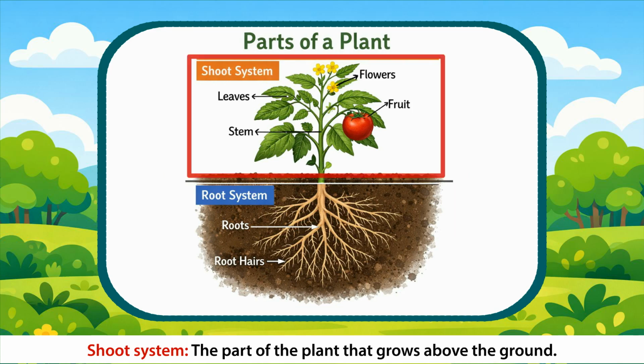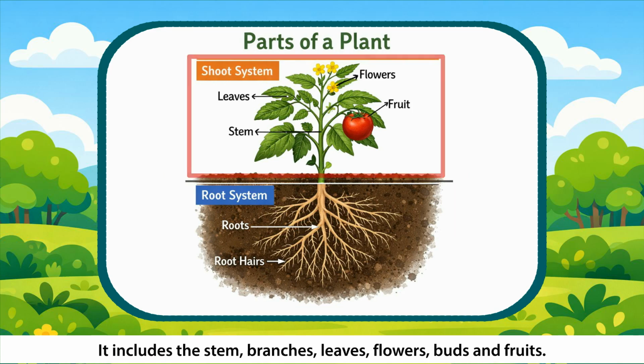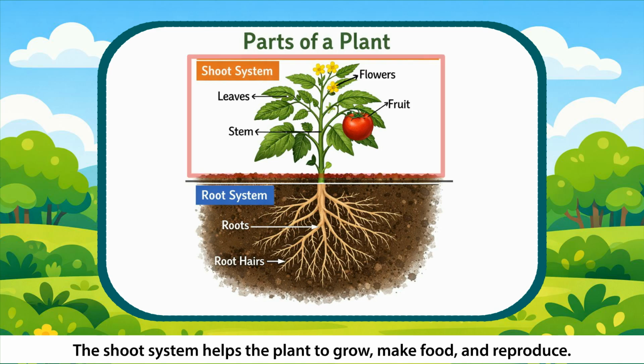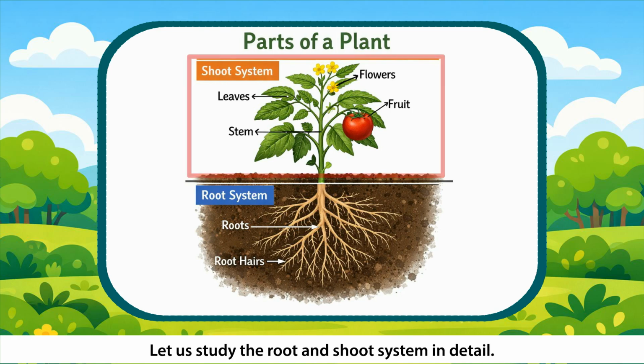Shoot system. The part of the plant that grows above the ground. It includes the stem, branches, leaves, flowers, buds, and fruits. The shoot system helps the plant to grow, make food, and reproduce. Let us study the root and shoot system in detail.